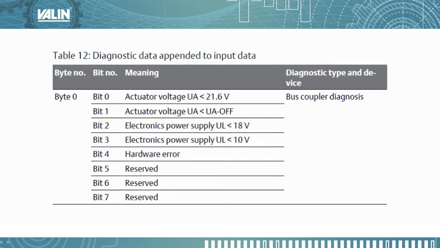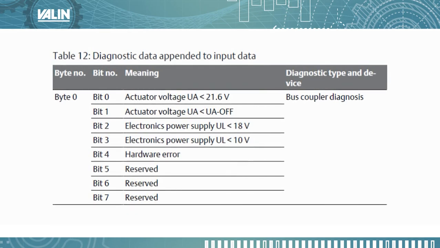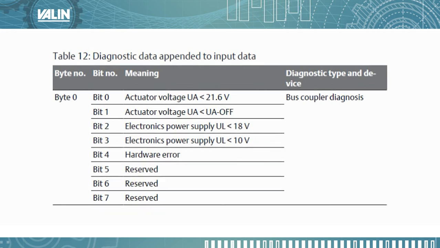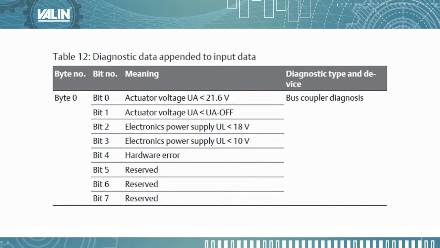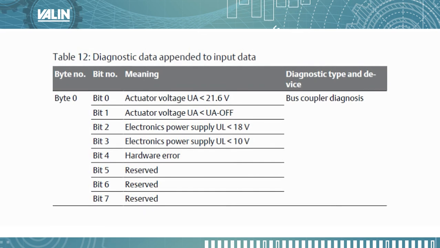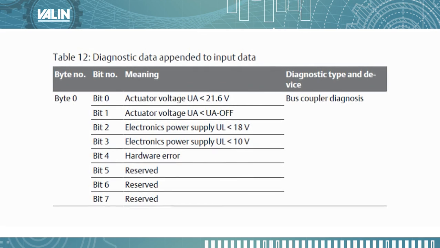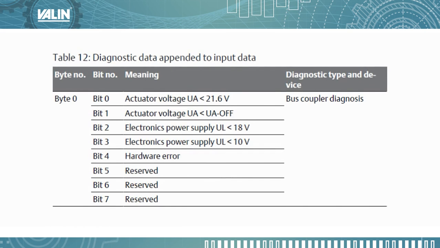Just to close the loop on that last bit, here is the documentation from the Aventics Manual that shows that byte 0 is going to give us the first 2 bits as an indicator of the voltage to the UA supply, which the UA supply is the actuator supply, power supply. One of the bits means that the voltage is less than 21.6, so that's kind of a warning. And then the other one is that the voltage is off completely. That's bit 1.